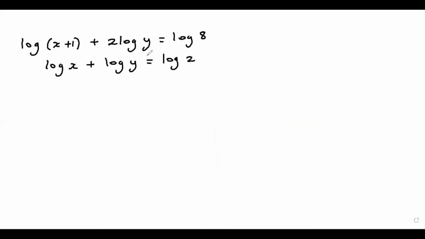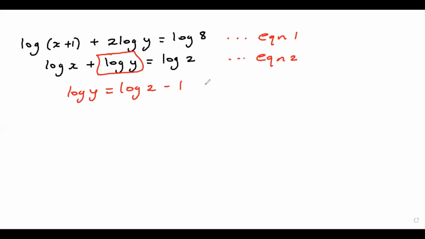Okay, so let's say we have this question here. Again, this is my equation 1. This is my equation 2. If I look here, I'd realize that log y would be easier to make the substitution. So in equation 2, I'm making log y the subject again. So we have log y being equal to log 2 minus log x.